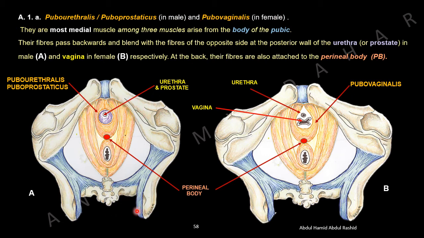This is the pelvis of the male and this is of the female. You can see here this is the urethra and this is the prostate. In this case, this is the urethra and this is the vagina. This is the symphysis pubis. This is the pubic part. This is the pubic part. And this is the perineal body here.